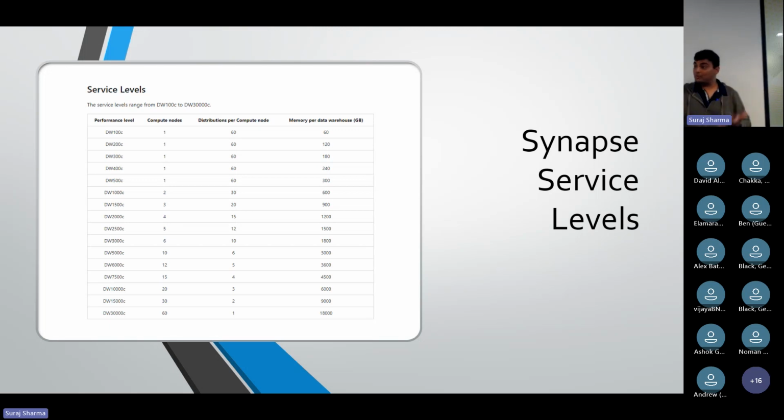There's no concrete documentation available on the Microsoft page or any other website that can tell you that this core count is equivalent to this 1000 DW or something like that. So this is coming from experience.